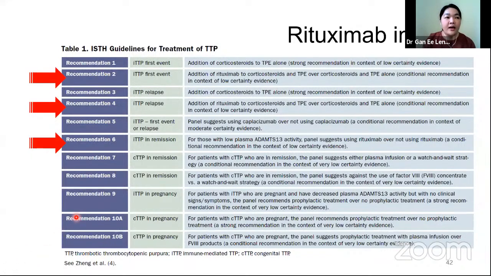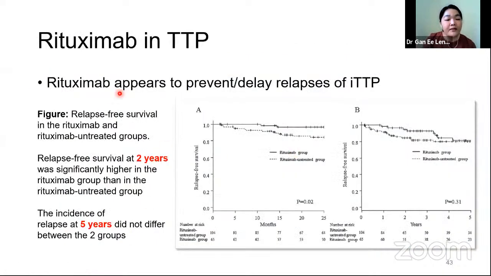Let's say we're doing TPE plasma exchange daily. The rituximab needs to be given after the plasma exchange so that we don't exchange out the rituximab. Okay. So this is the evidence, which appears to show that rituximab prevents delayed relapses in TTP. In the graph, the y-axis represents relapse-free survival. There are figure A and figure B. A is an observational study up to 25 months, but B extends the study to 5 years.